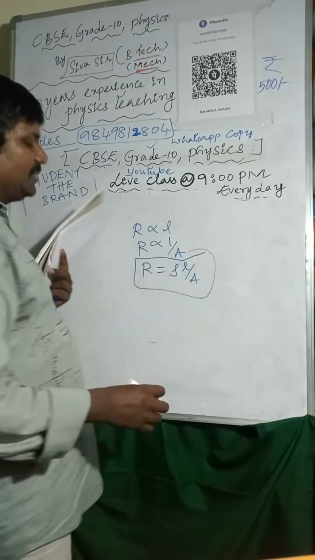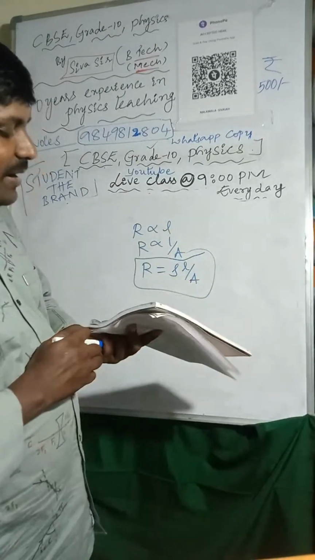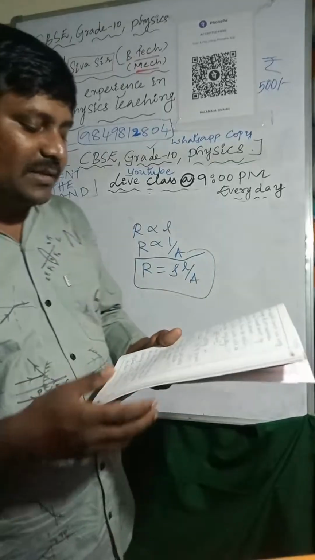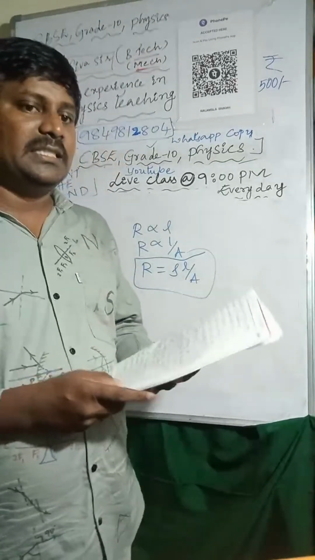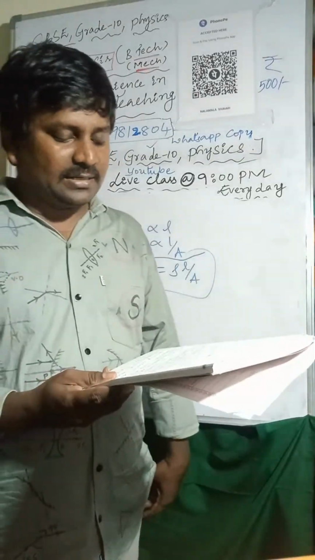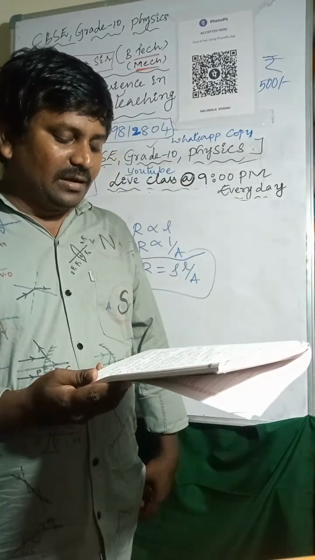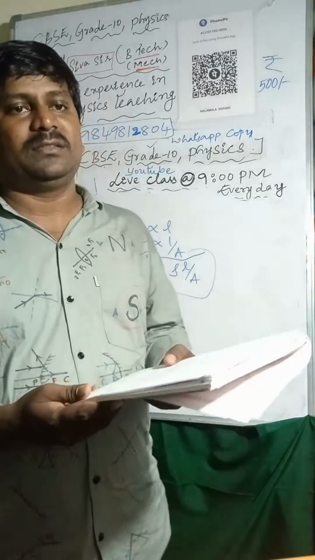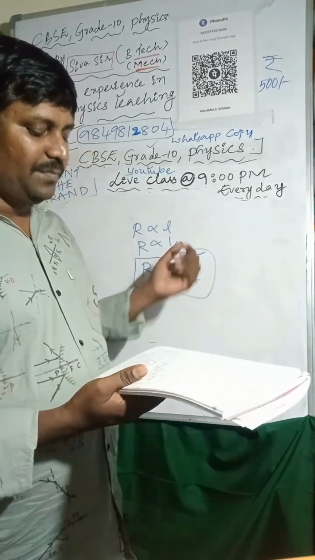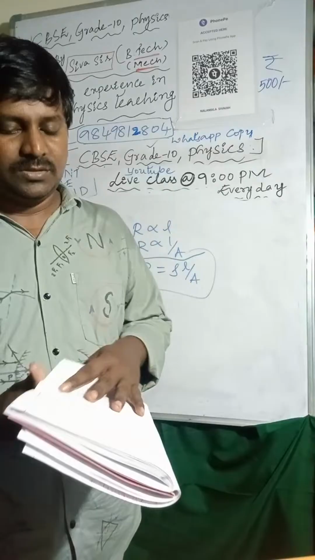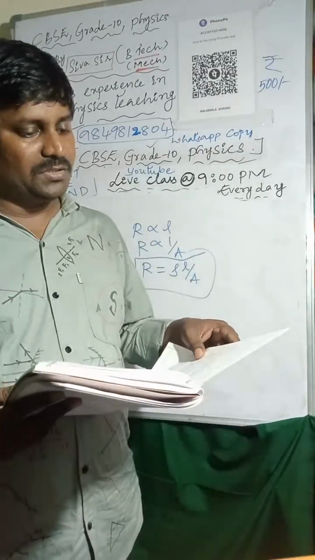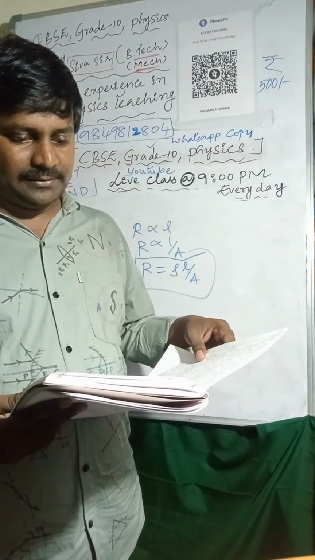So the question is, list the factors on which resistance of a conductor depends. Write the formula showing the relation of resistance with these factors. This is one of the board exam questions. They ask this question in the board exam. Next one.